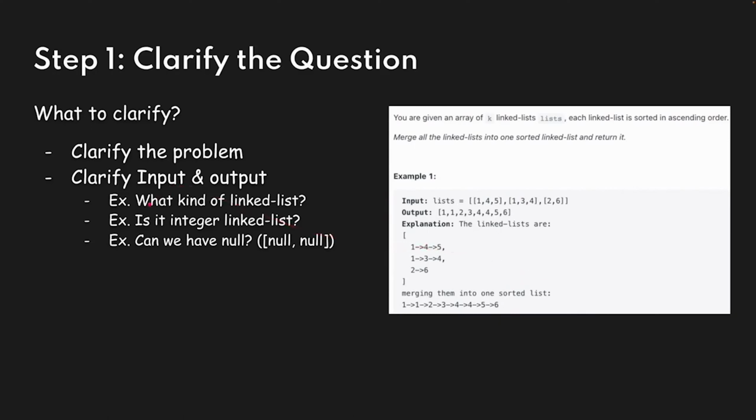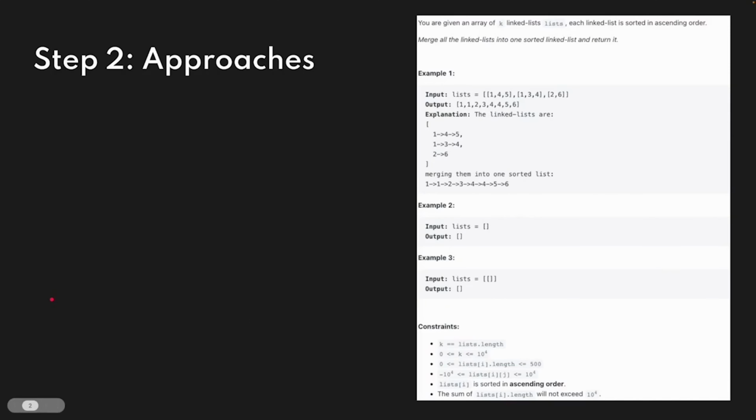Here you can see some questions, for example, what kind of linked list are we talking about? Is it a circular linked list or a singly linked list? Is it going to be an integer linked list? Can it also contain characters, or strings, or any other things? Or do we have to do any validation check? Can there also be a null value? So there are some constraints that we have to clear before we go into what some of the approaches are.